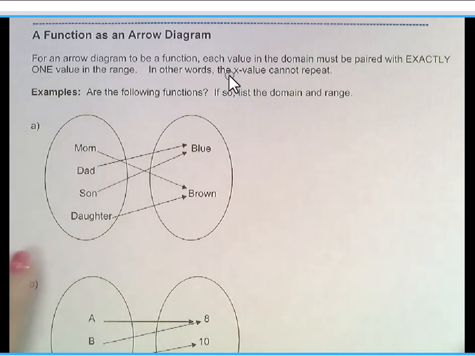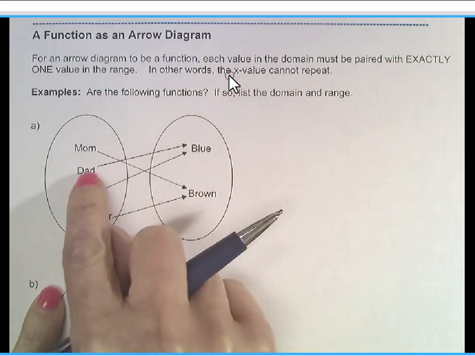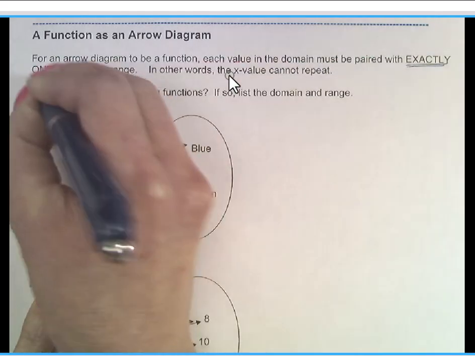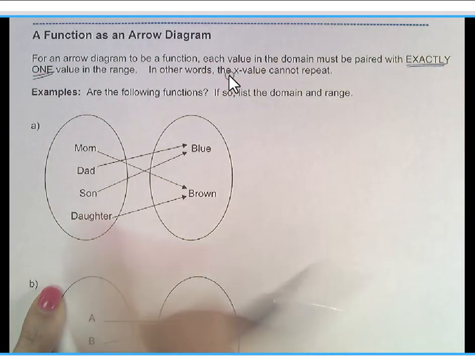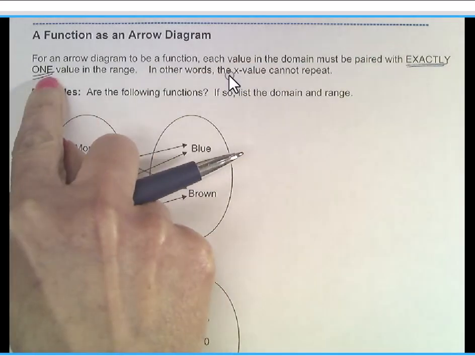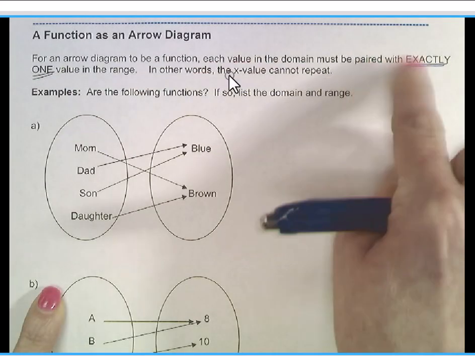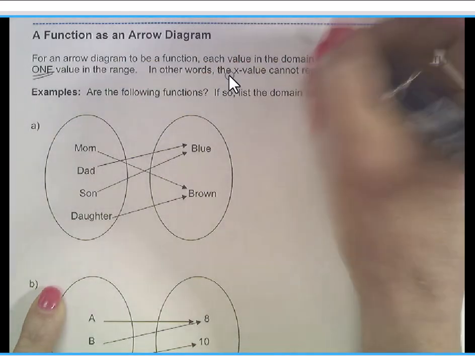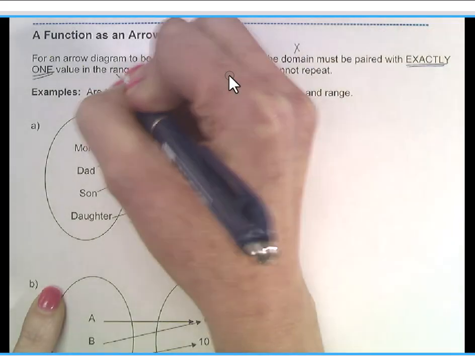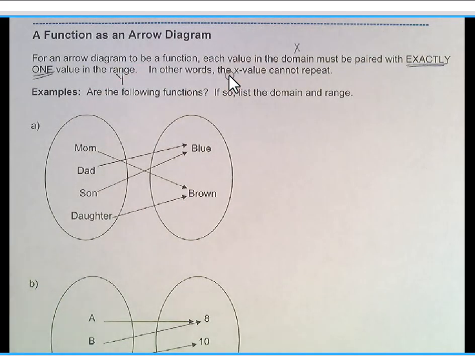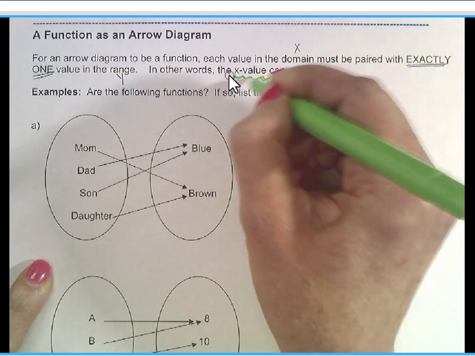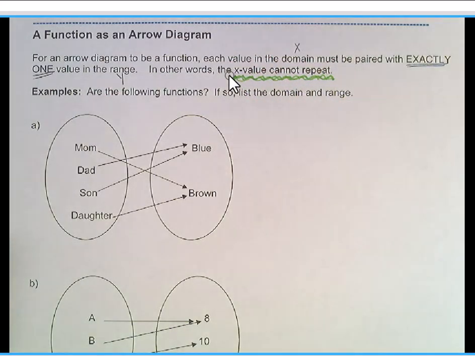For an arrow diagram to be a function, the rule for functions is every value in the domain, that's your first set, must be paired with exactly one value in the range. So only one value. An x value cannot be paired with 2 or 3 or 4 y values. Each element in the domain, the x, has to be paired with exactly one y value. In other words, the x value cannot repeat. That's the thing you want to look for. That's the kicker here. X value cannot repeat.